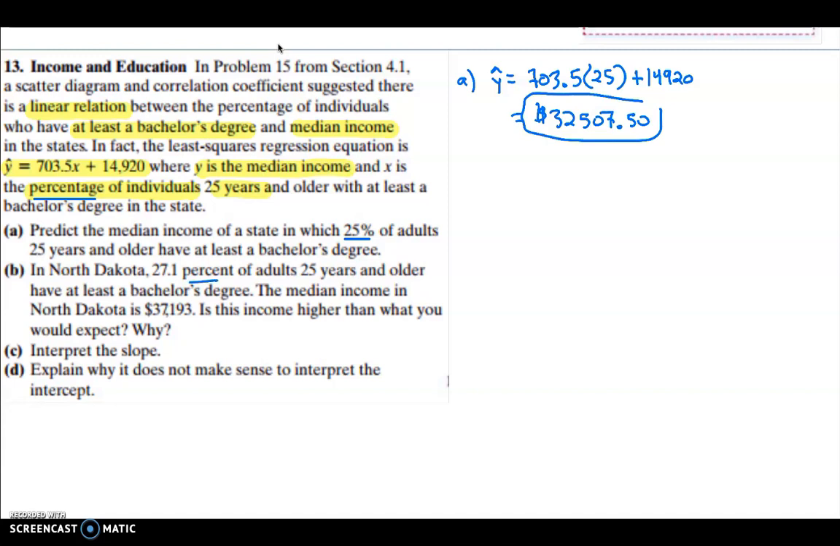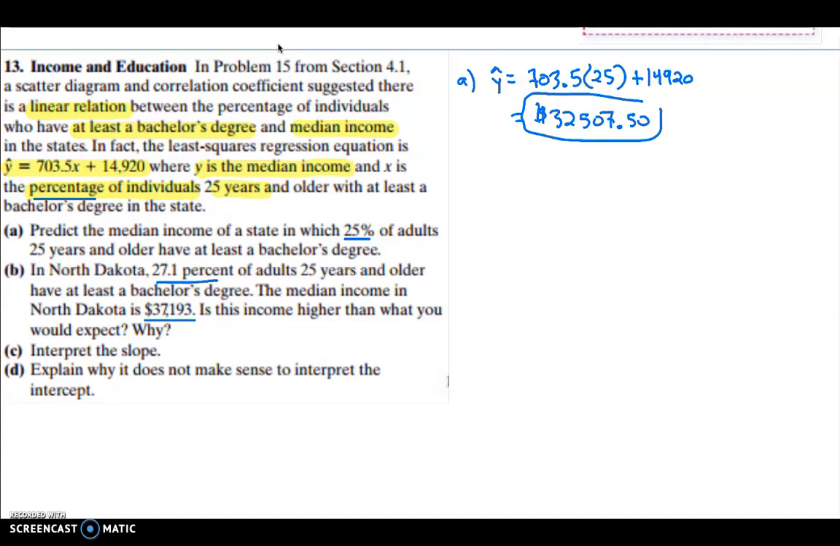In North Dakota, 27.1% of adults aged 25 years and older have at least a bachelor's degree. The median income is $37,193. Is this income higher than what you would expect?